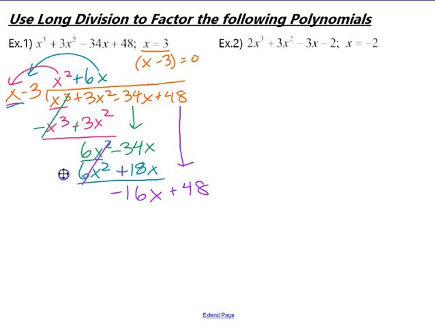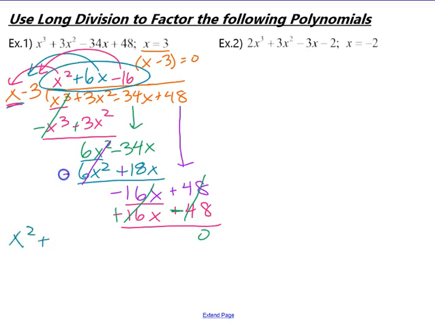And then we're going to take negative 16x divided by x, and we get negative 16. So then let's multiply negative 16x plus 48, and then we're going to subtract. So change your signs. This cancels, and we have 0. So that's the remainder we wanted. Now we're going to take our quotient, x squared plus 6x minus 16, and then factor it.